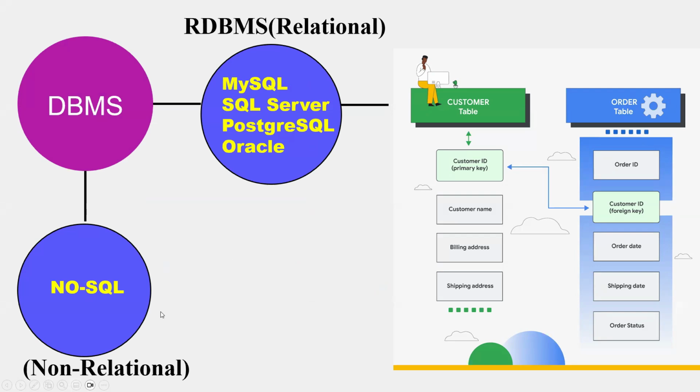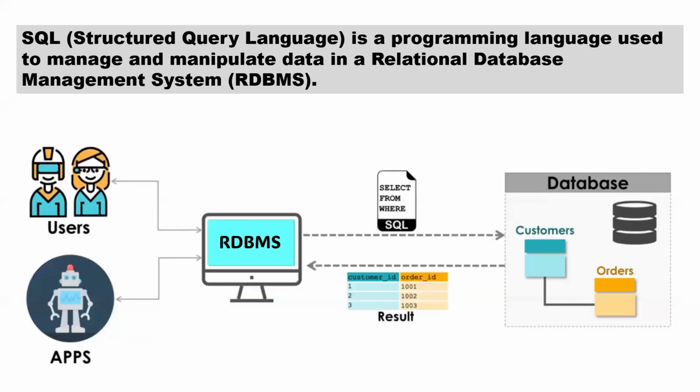Non-relational DBMS, commonly referred to as NoSQL databases, are designed for more flexible data storage and are better suited for unstructured or semi-structured data. SQL, which stands for Structured Query Language, is a programming language used to manage and manipulate data within a relational database management system, RDBMS. SQL commands are sent to the database, which processes them and returns the results of the query to the user.